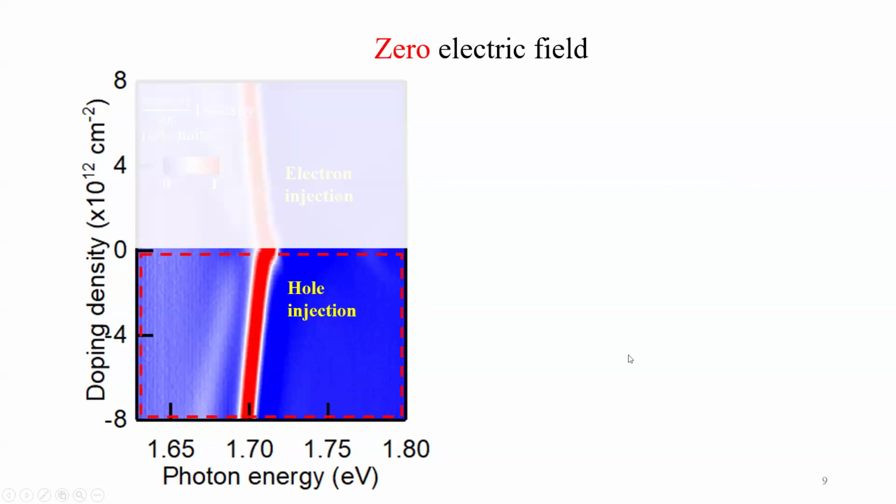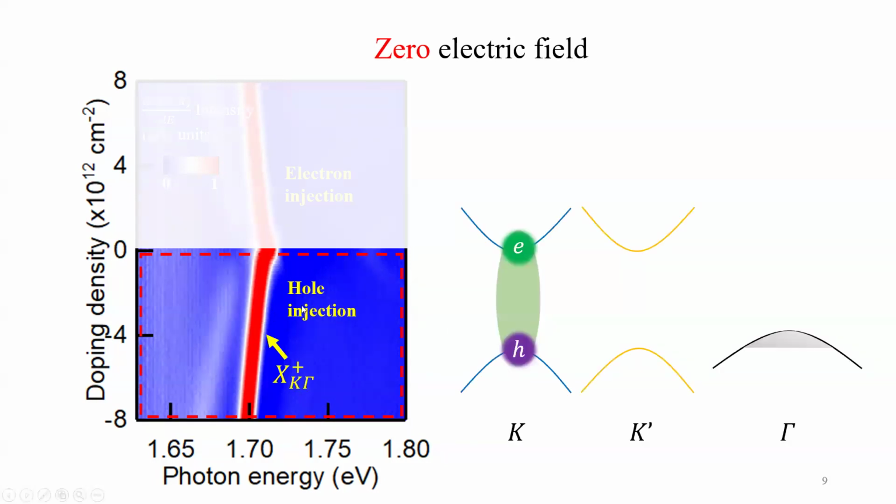In our study, we only focus on the hole injection side, and we can see there are two signatures. One is strong and the other is weak, and we attribute these two features to K gamma exciton polarons. This is because at zero electric field, the gamma valley is higher, so when we dope the system, we dope the gamma valley first, and then the K gamma exciton polaron can be formed. This formation of the K gamma exciton polaron is pretty weak, and the binding energy is around 4 meV. So this binding is actually extremely weak.